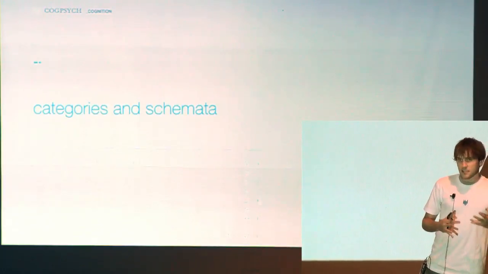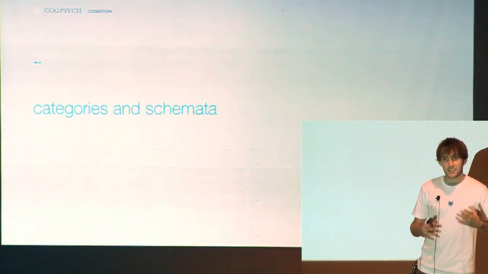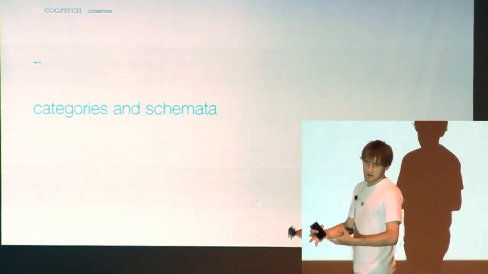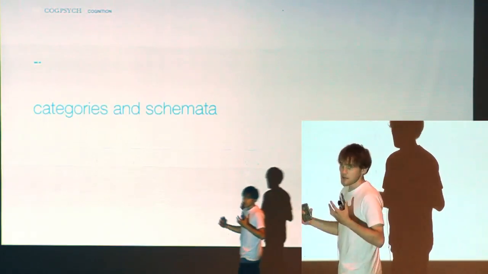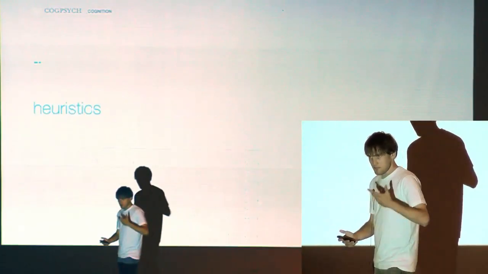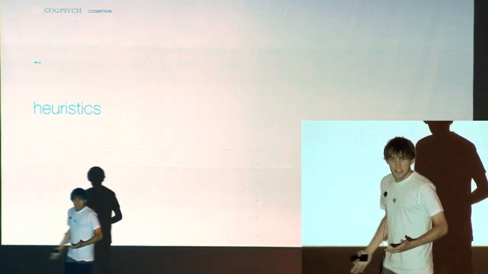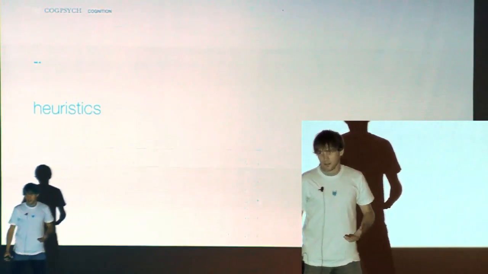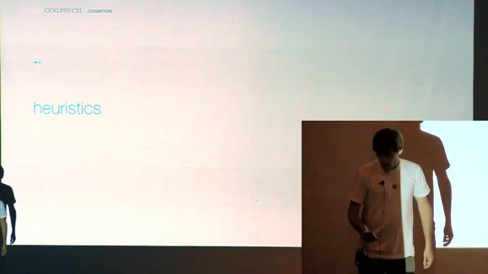And the difference between categories and schemata: categories are categorizing items, schemata are categorizing experiences. So it's more of a script for how you respond and act in a particular scenario or to a particular set of criteria. Another major one that we use is heuristics, and this is really sort of the key piece.